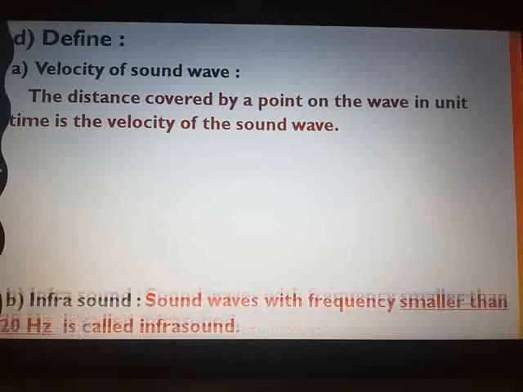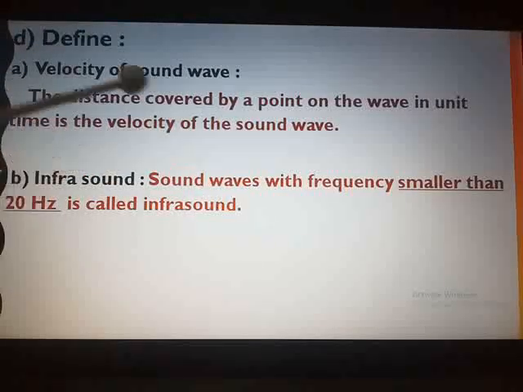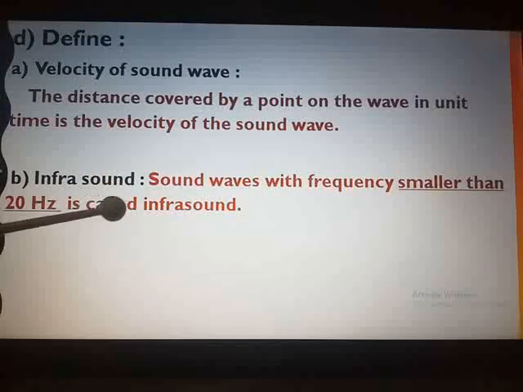Second, infrasound. Sound waves with frequency smaller than 20 Hz are called infrasound. Now this definition you will get on page number 130. You can see the paragraph of audible, infra and ultrasound. I hope you have got page number 130. The heading is audible, infra and ultrasound.